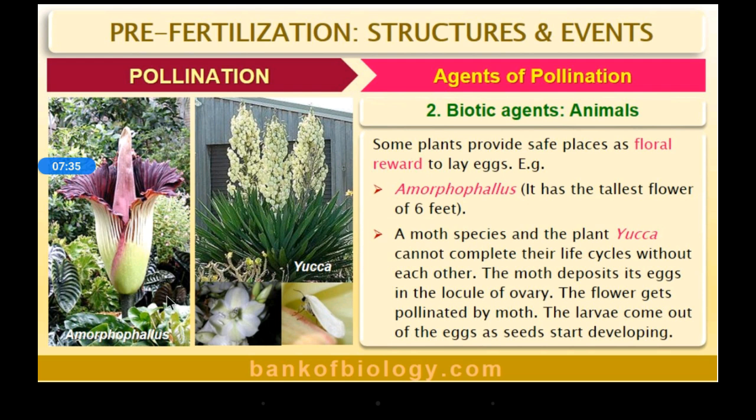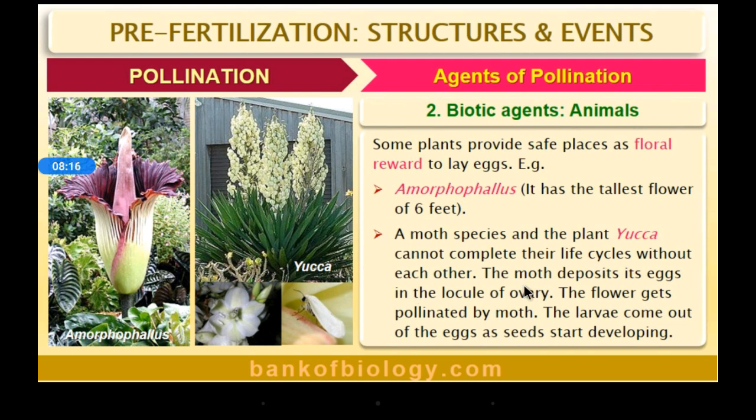And a similar relationship exists between a species of moth and the yucca plant. This relationship is very common and very important, where mutually they are benefited. Both are benefited in this relation. The moth and the plant cannot complete their life cycle without each other.